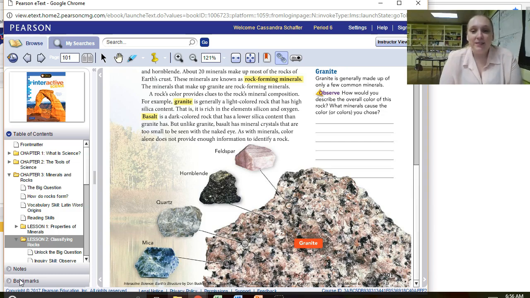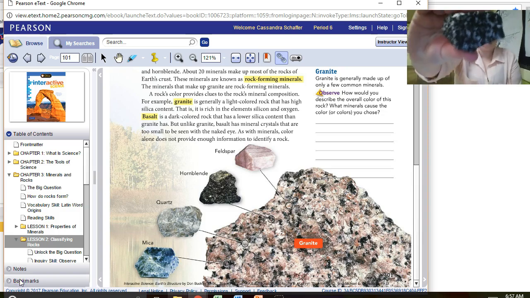The example that's given to us in the book is granite, which is made up of feldspar, hornblende, quartz, and mica. If we look closely at the sample of the granite that's given, we can see all four of the materials throughout the rock.